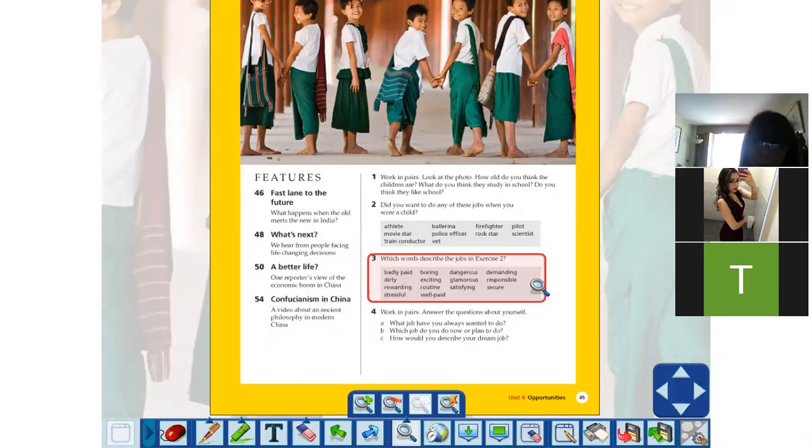What about a pilot? What words could you use to describe the job of a pilot? Boring, exciting, routine, well paid, dangerous, glamorous, satisfying, demanding, responsible, secure, stressful, rewarding, dirty, badly paid. Pilot. What adjectives do you use to describe the job of a pilot? Tiare, which ones? Dangerous. Dangerous? Okay. Only that? Dangerous?